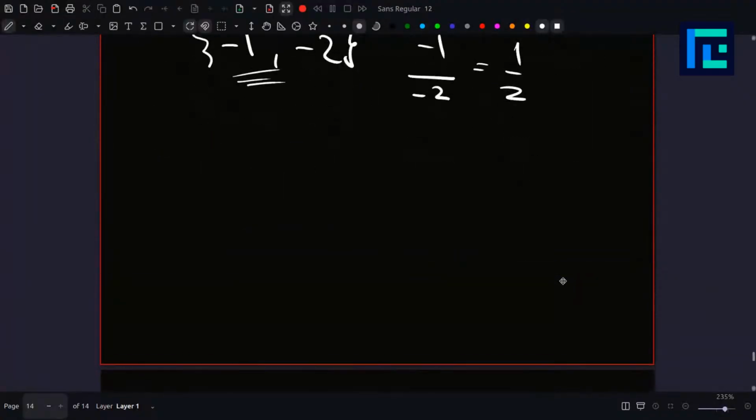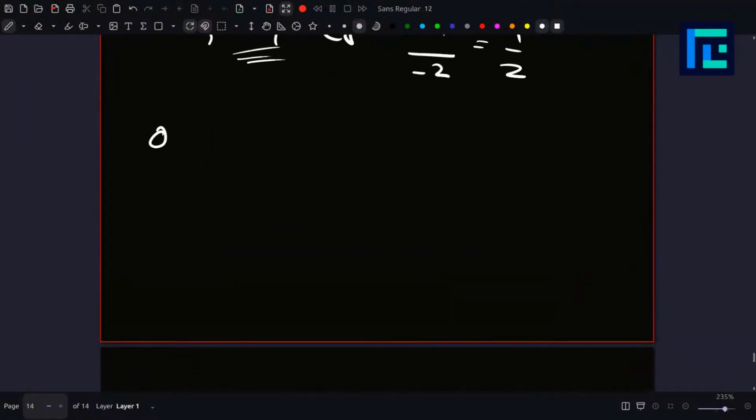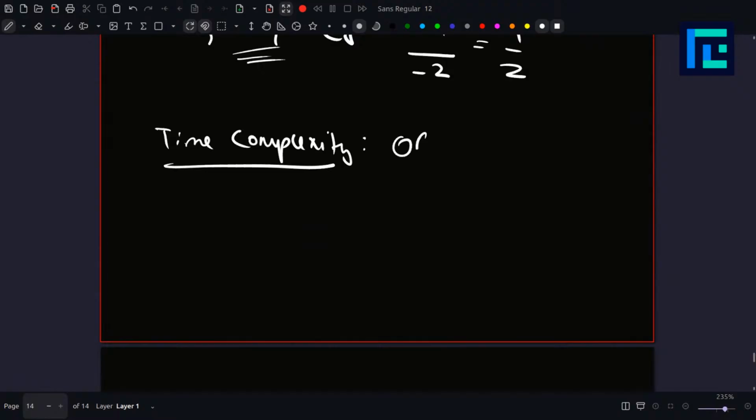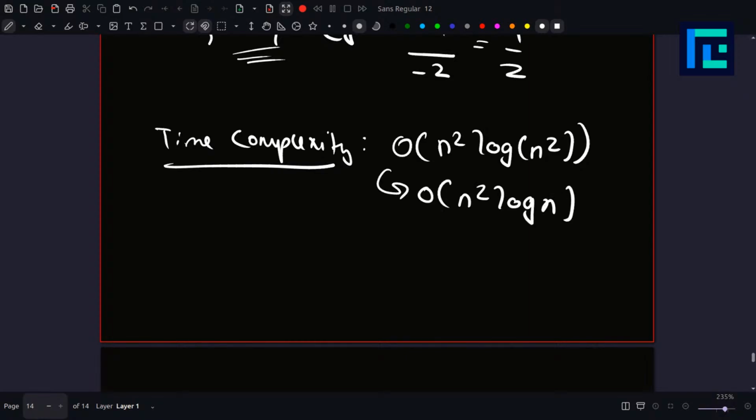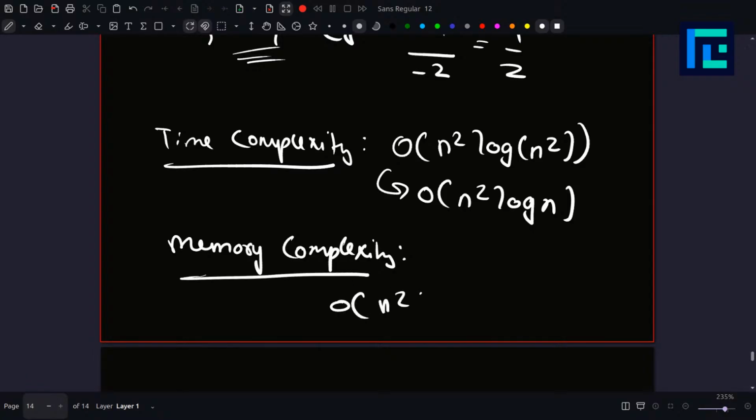So the total time complexity, and memory as well, for this problem is big O of n square log n square. And we know log n square is the same as log n. So it's big O of n square log n. For the same reason, the memory complexity is also big O of n square log n, because at most in the map we store each line.